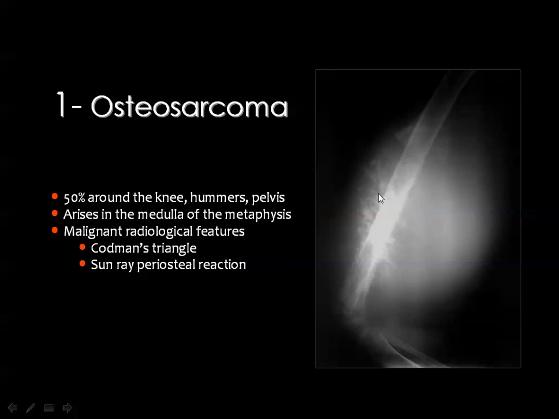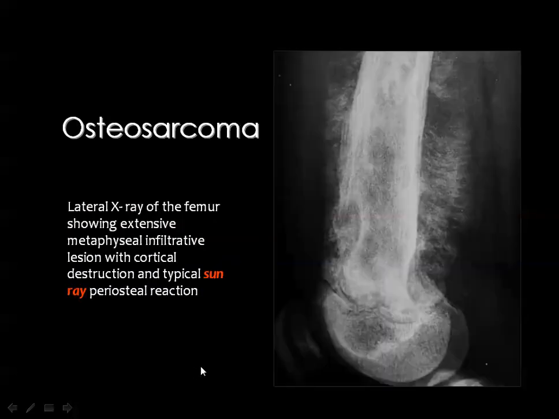And you can see these sun ray spiculations, and one of the features also of this tumor is what is known as the Codman triangle. And this is what we mean by the Codman triangle, which is an elevated periosteum at or near the edge of the tumor, forming this almost characteristic triangle, which can be seen on either side of the bone.